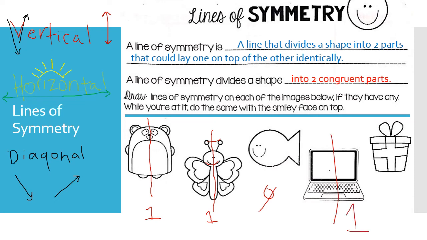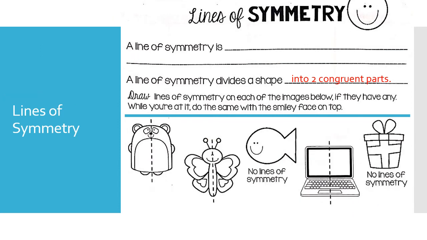Last one, this present, this is really close to symmetrical. However, when I draw a line, are these ribbons going to perfectly match? I don't think so. They've got a different angle. So this is also going to be 0 lines of symmetry. All right, and there we go. That's what we said too.